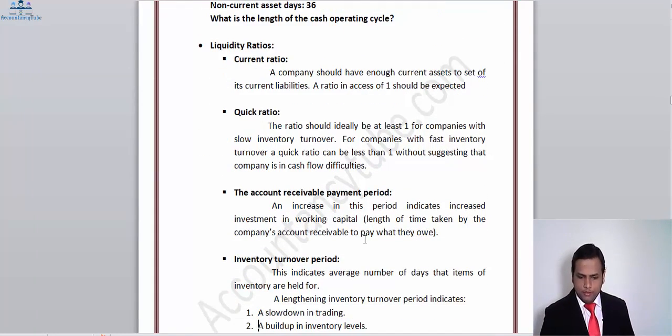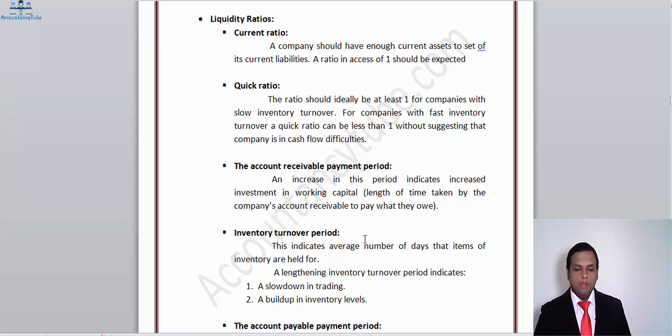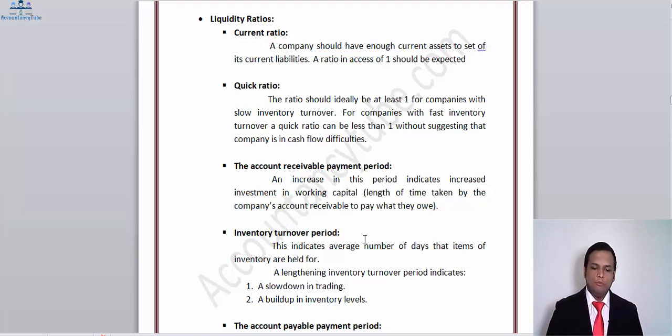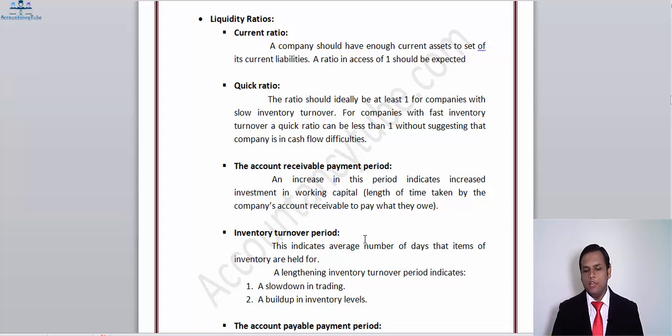The next topic that we have now is ratios. Now the ratio analysis we have already covered in chapter number 1, so do watch that lecture. We will just be going through these ratios very fast. First, we have got the current ratio. Now, a company should have enough current assets to set off its current liabilities. A ratio in excess of 1 should be expected.